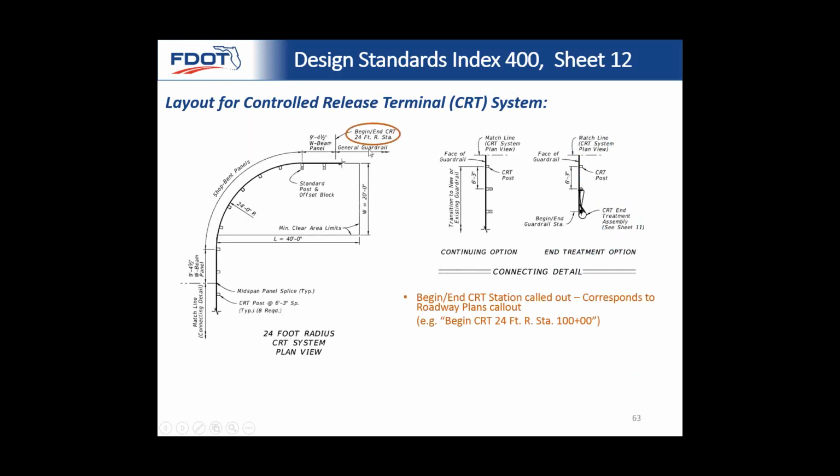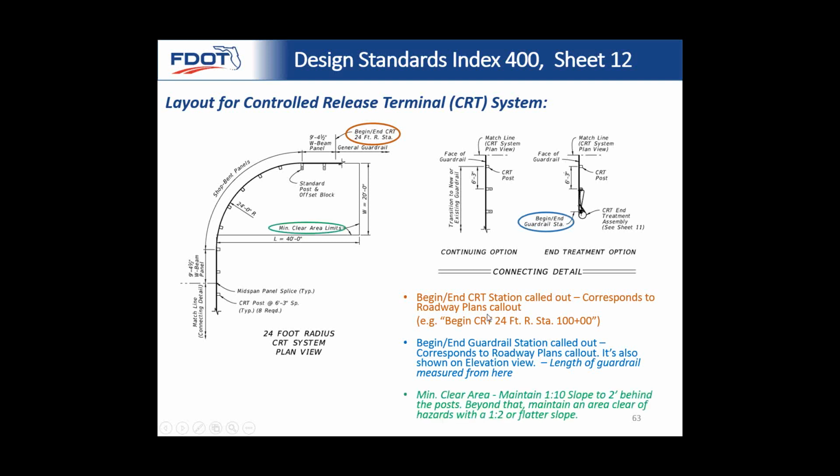In the plans, they'd call out begin end, CRT, and call out the radius. We have our begin end guardrail shown; that's where guardrail starts being measured. This is very important too. Not only do you draw this exactly to scale in the plans so you know it will fit properly and all the posts will fit in there, but you also have to follow these minimum clear area limits in your design.